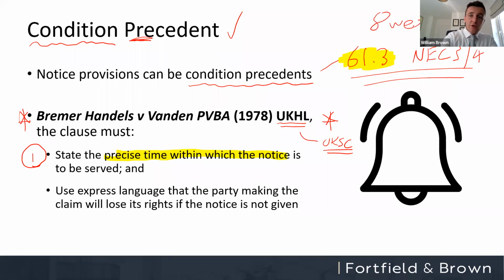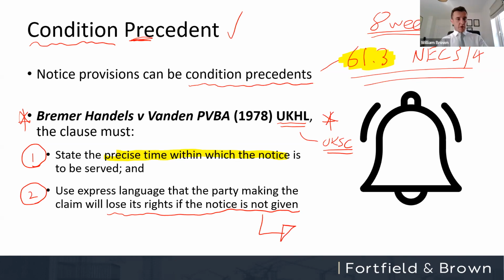So again, if you're under the main contract, it's 8 weeks. If you're under the subcontract, it's 7 weeks. So make sure you're reading the correct form. So the NEC does do that. And the other limb of that test, the other hurdle that you have to get over for that term to be valid, is that it has to use express language that the party making the claim will lose their rights if the notice is not given. I don't have the clause in question prepared as part of these slides, but that clause does do it.